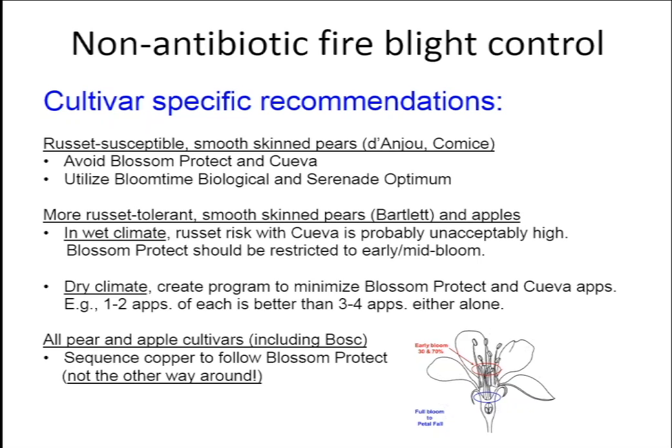And we don't think that this happens the other way around, because the acidic buffer doesn't really maintain that acidic condition on the plant surface for very long, maybe a day or two or so. Blossom Protect first and then copper, and not the other way around.